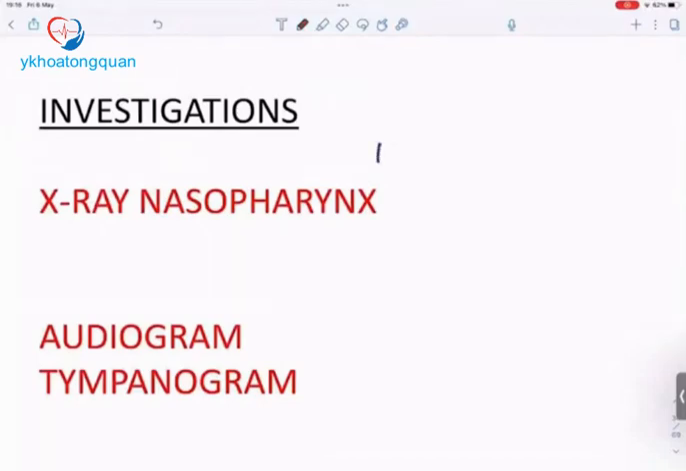Number one is X-ray of the nasopharynx for adenoid. Tell them, first of all, get an X-ray for adenoid.